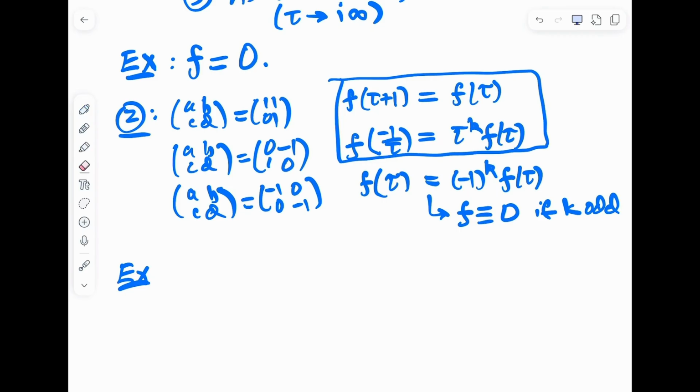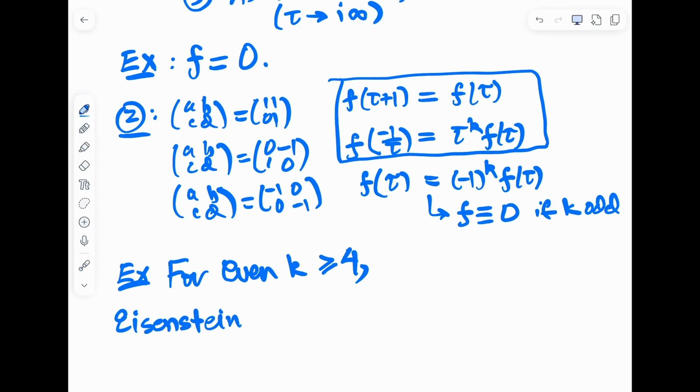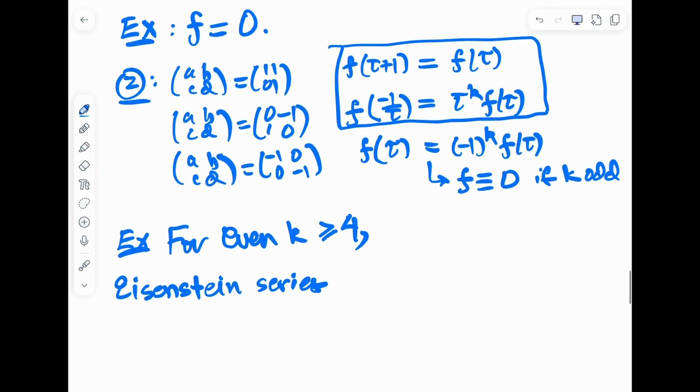So for even k at least 4, we have something called an Eisenstein series. This is actually a better reason why Eisenstein was important in math than that irreducibility criterion. I remember thinking, Gauss thinks Eisenstein was on par with Newton, and all I knew about him was he proved an irreducibility test. I'm like, what? All right.